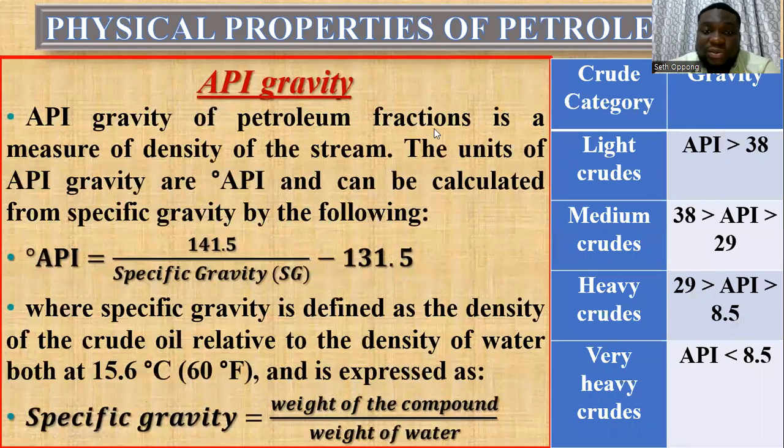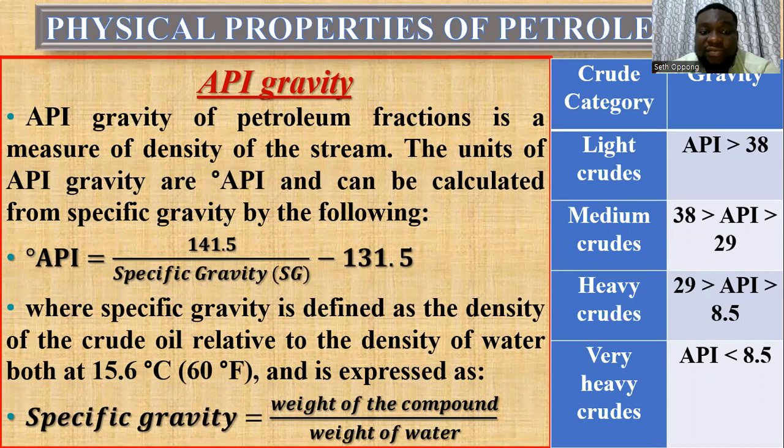So the first one we'll be talking about is the API gravity. The API gravity tells you how heavy or how light your crude oil is. API gravity of petroleum is a measure of the density of the stream. The unit of API gravity is API degree, and it can be calculated from the specific gravity using the following formula: API equals 141.5 over specific gravity, minus 131.5.